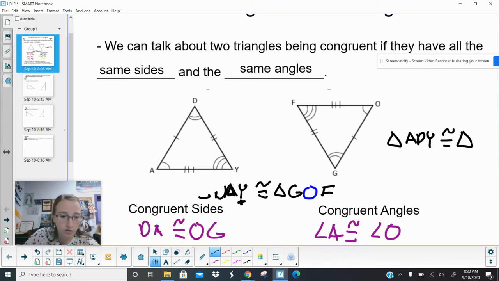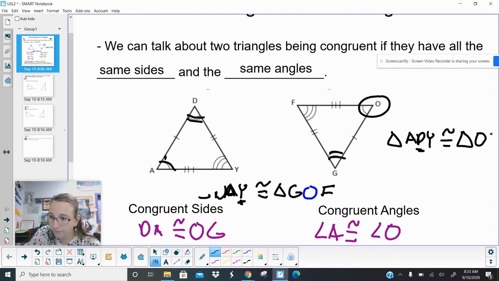Okay, so let's see, what is congruent to A? That's O, so O has to go first. What's congruent to D is G. I'm running out of space here. And then what's congruent to Y is F. Again, it does not matter what you choose to name your first triangle, but then your second triangle has to match. The first letters have to be congruent, the second letters have to be congruent, the third letters have to be congruent. So hopefully that makes sense. We could name this a couple other different ways. We have lots of options. These are just 2 examples.